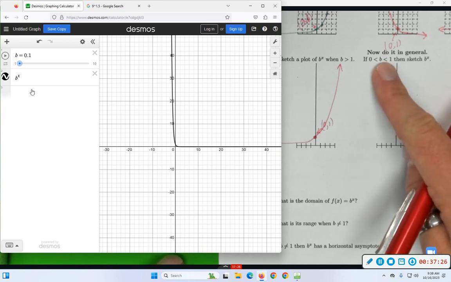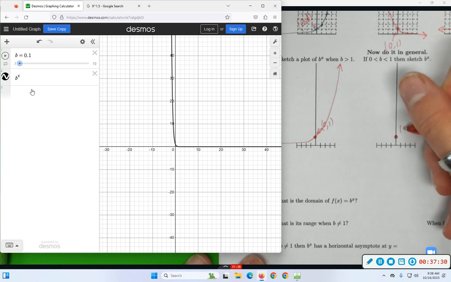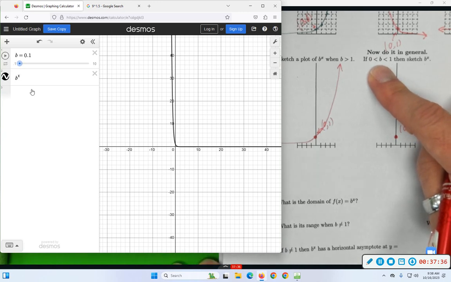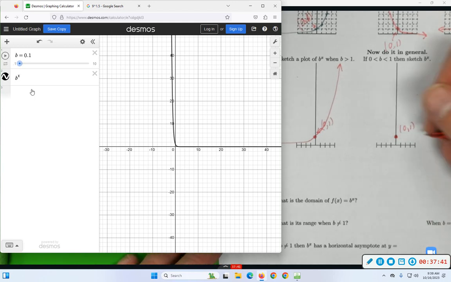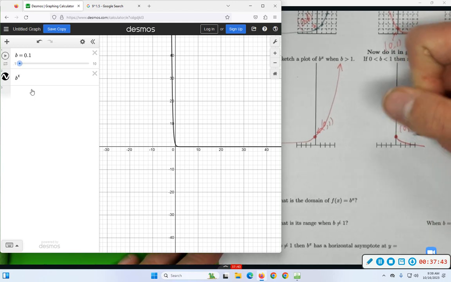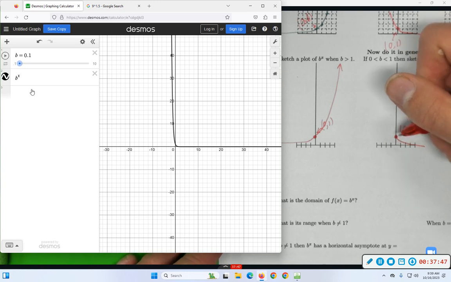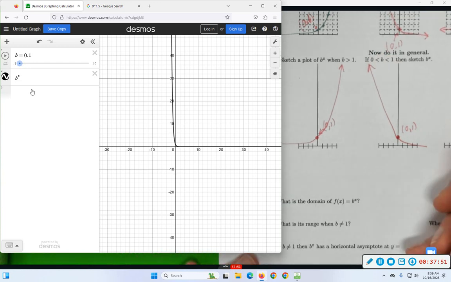If b is between 0 and 1, then again, it'll go through this point at 0, 1. If b is like 2/3, then multiplying by 2/3 a bunch of times will make the whole result smaller. Dividing by 2/3 is the same as multiplying by 3/2. It'll get big when you do that. And 1 to the x is, of course, just the line y equals 1.